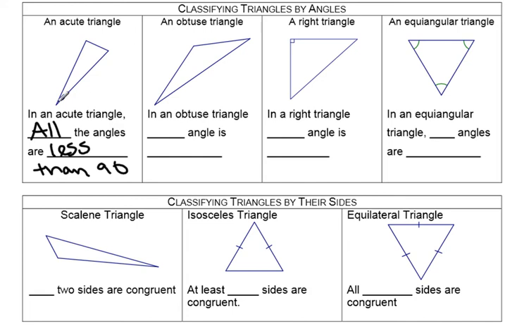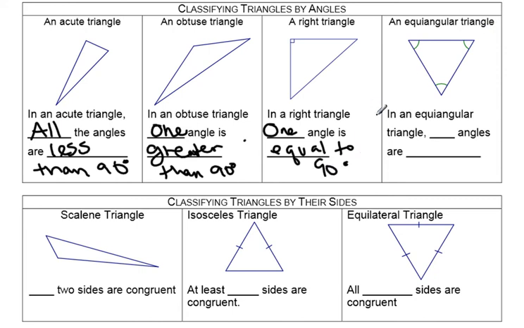All right, an acute triangle, all of the angles are less than 90. So you can look at this and see that they're all going to be less than 90. Obtuse, you're only going to have one angle that is greater than 90 degrees. A right triangle is going to have one angle that is equal to 90 degrees.